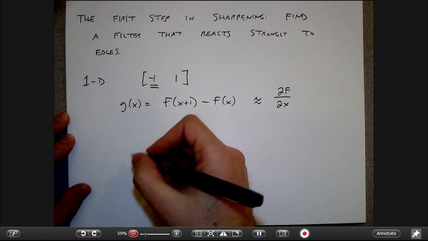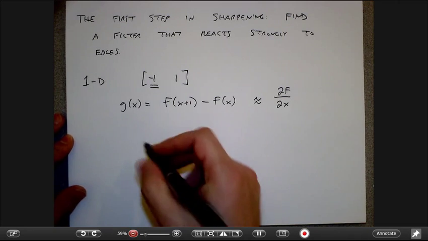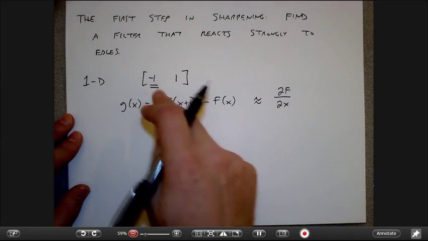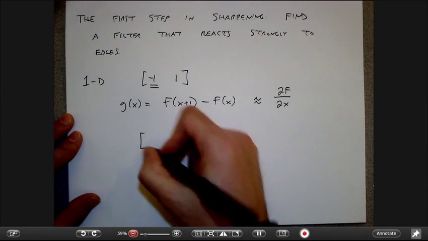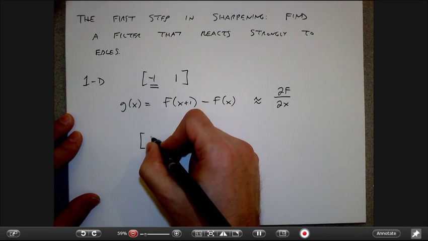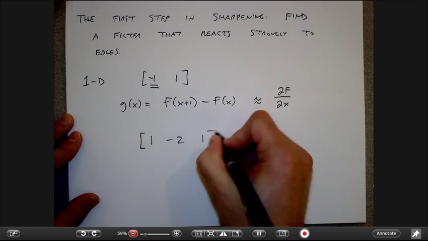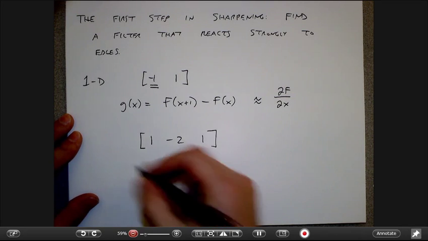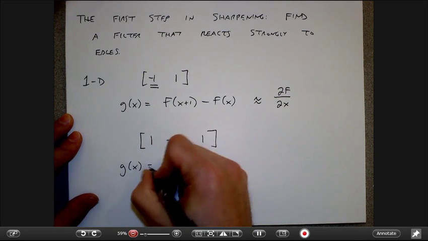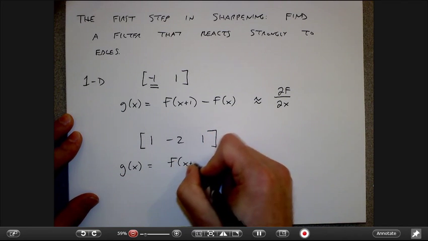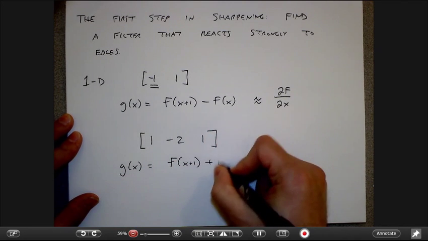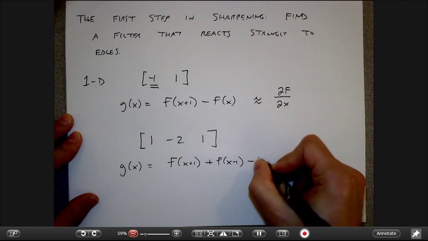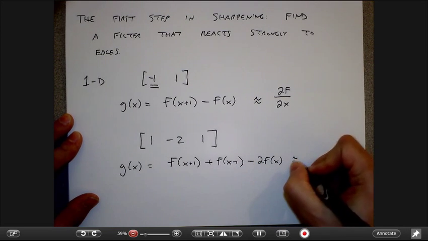And if I looked at the second derivative, the equivalent of the second derivative is applying this filter twice. The result of that is basically this. It's like saying, take the guys on your end and subtract twice the guy in the middle. The corresponding filter there is going to be like this. And that's approximately equal to the second derivative.